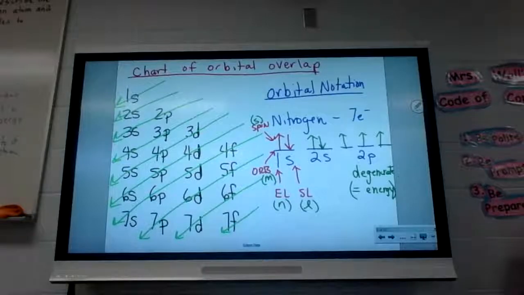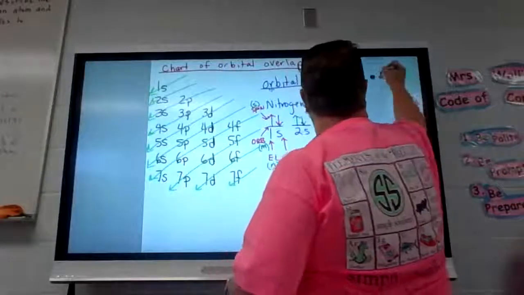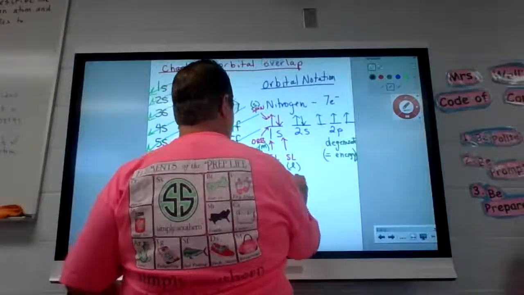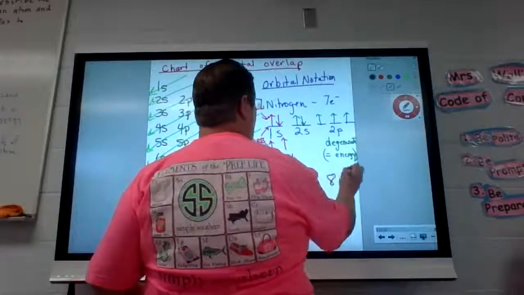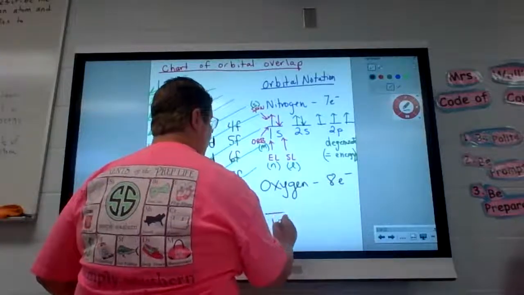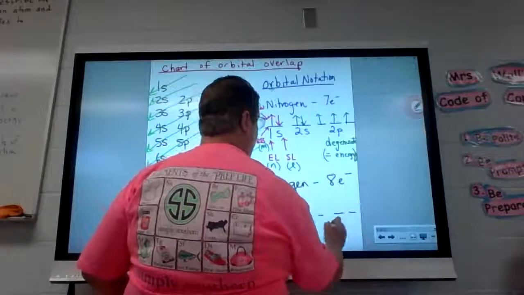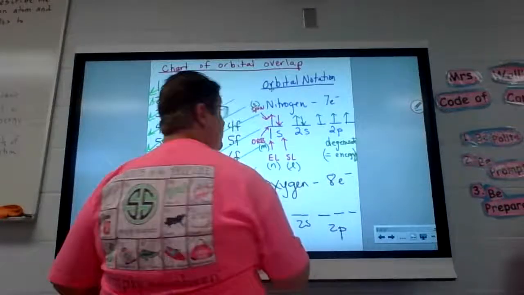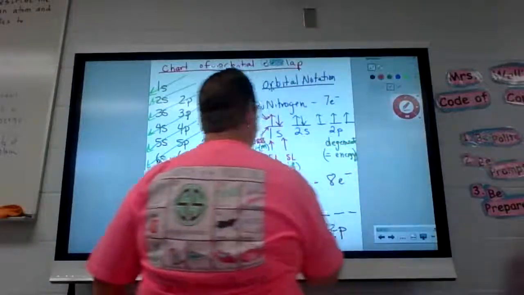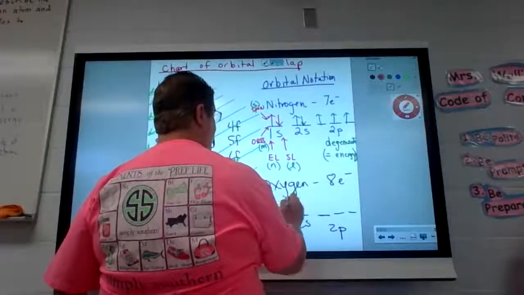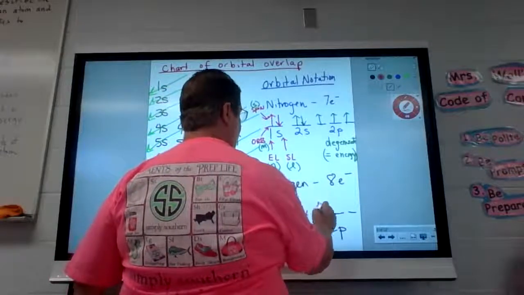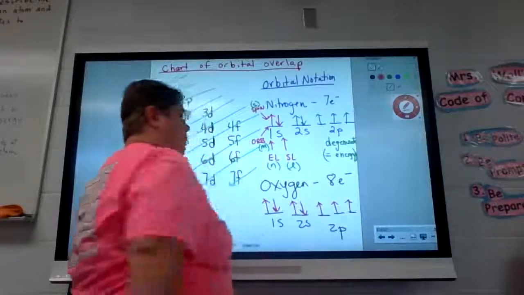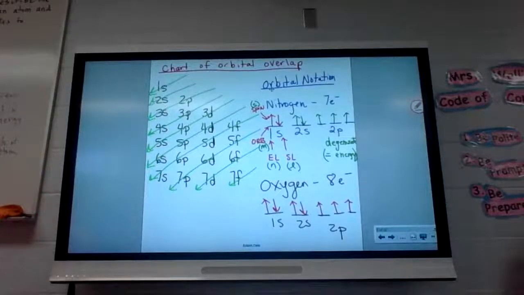Okay? So, if we have oxygen, let's say I have oxygen. It has 8 electrons. Okay? I'm going to draw exactly what we had back. I'm just going to show you how it's different. Okay? So we have 7 electrons from nitrogen. Okay? 7 from nitrogen. Number 8 comes along. Now, what happens to number 8?